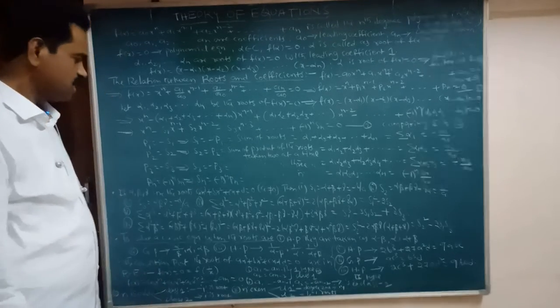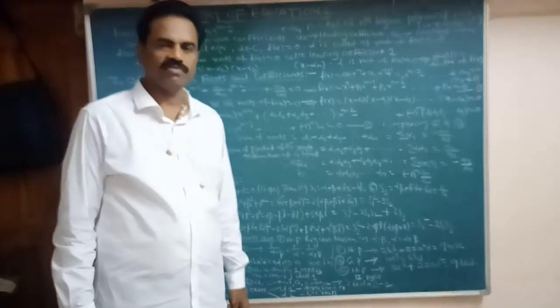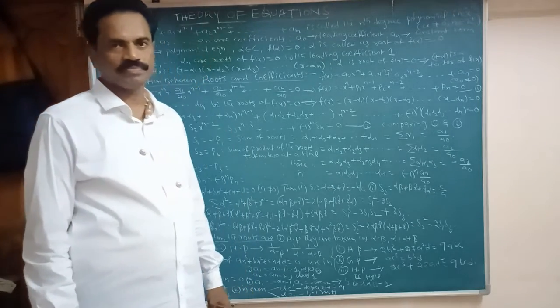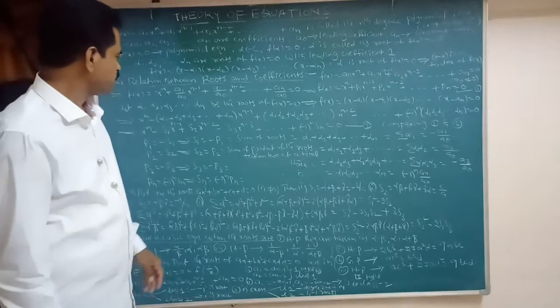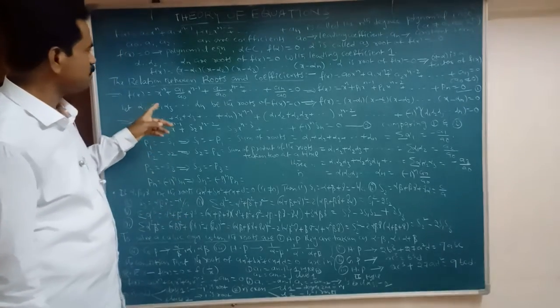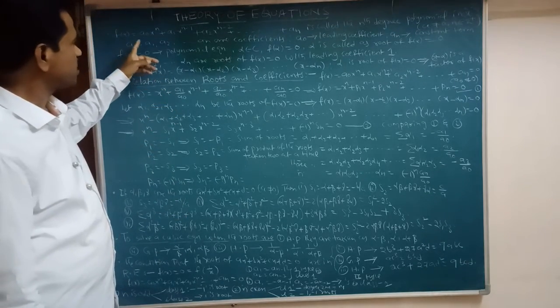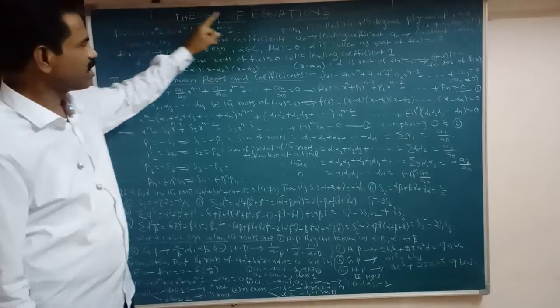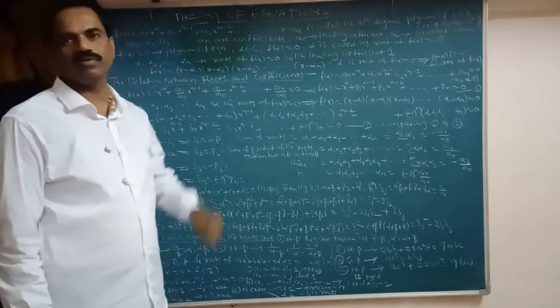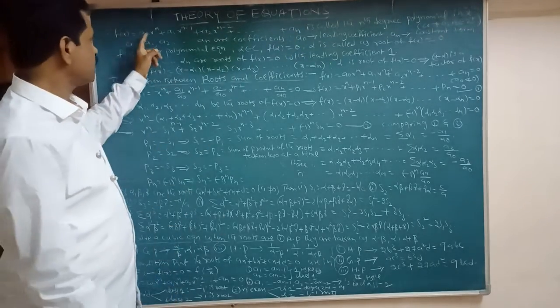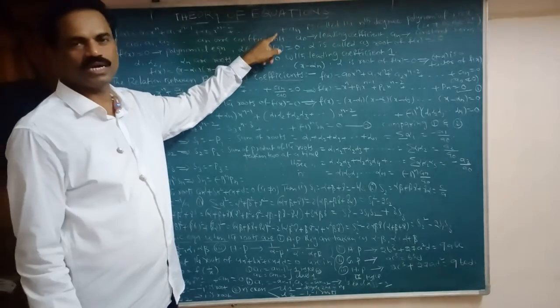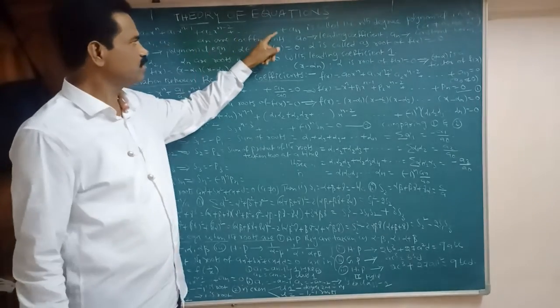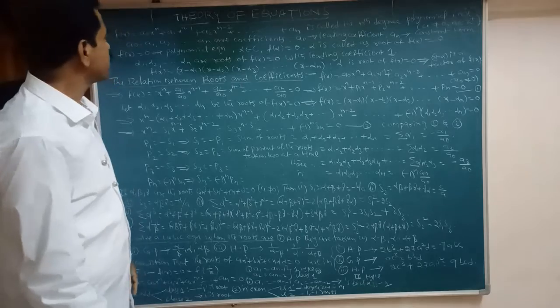Reciprocal equations have types: type 1 and type 2. See here, a naught x power n. The equation is a polynomial a naught x power n and so on. Here the first term and last term are the same, a naught equal to a n, and the second term and second term from last are the same, that is a1 equal to a n minus 1.